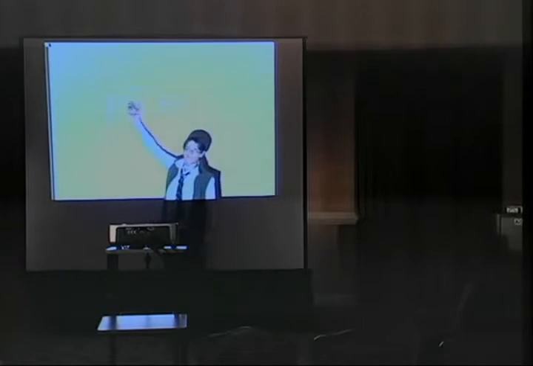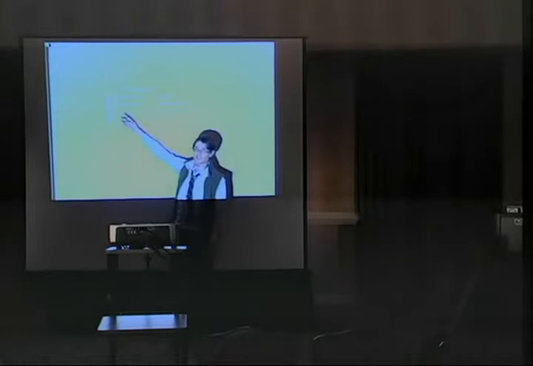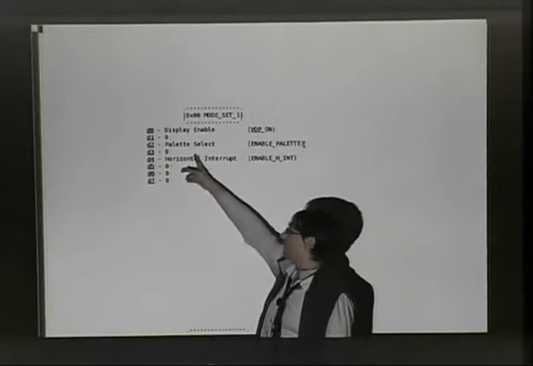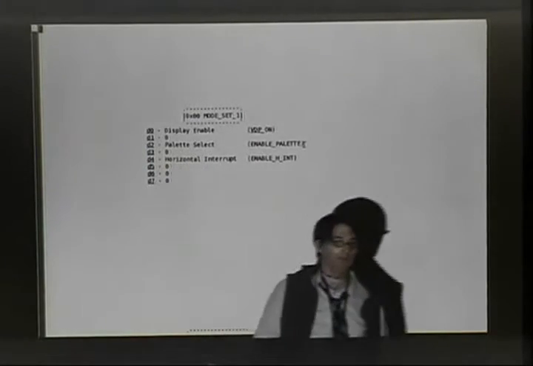Display enable, start the beam, all sorts of things, just turn it on, turn it off. Palette select, you want that always to be 1 pretty much. There's some monochrome funky stuff if you have it 0, but I haven't explored that. So 1 has color, 0 has monochrome.